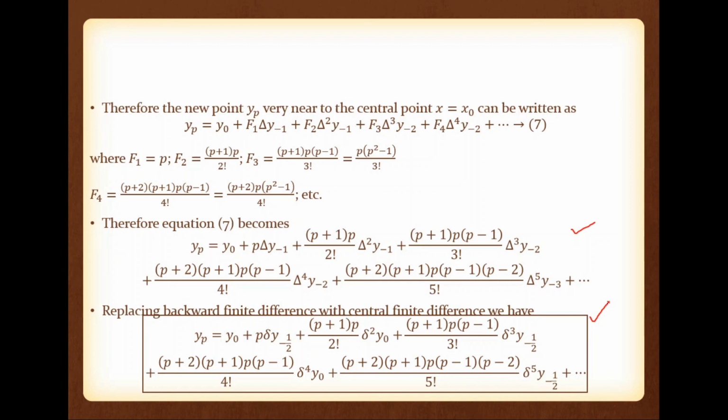Yp is equal to y0 plus p into theta y minus 1 by 2 plus p plus 1 into p divided by 2 factorial into theta square y0 plus p plus 1 into p minus 1 divided by 3 factorial into theta cube y minus 1 by 2 plus p plus 2 into p plus 1 into p minus 1 divided by 4 factorial into theta raised to 4 y0 plus p plus 2 into p plus 1 into p minus 1 into p minus 2 divided by 5 factorial into theta raised to 5 y minus 1 by 2 plus etc. So please note down this equation.